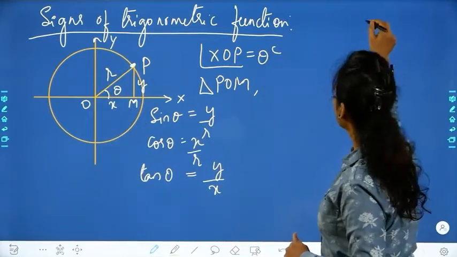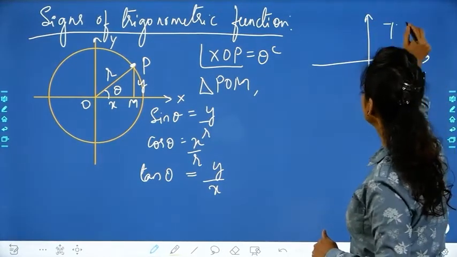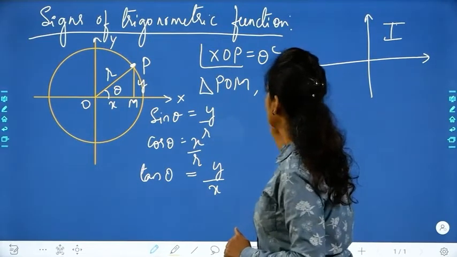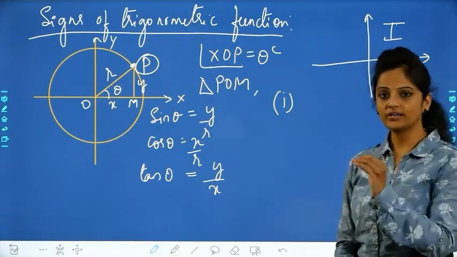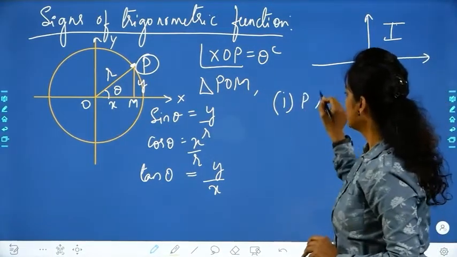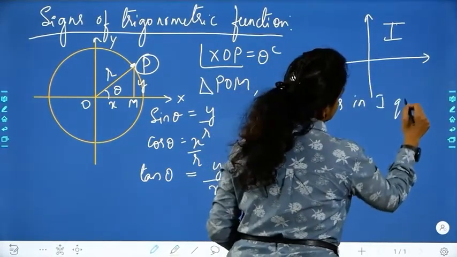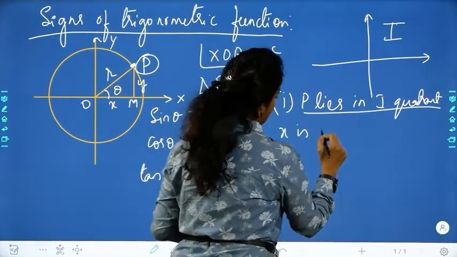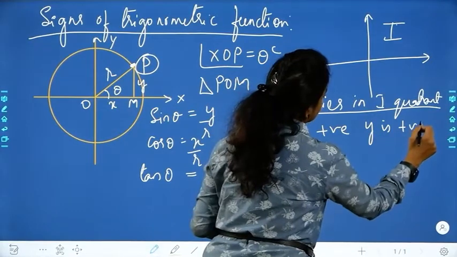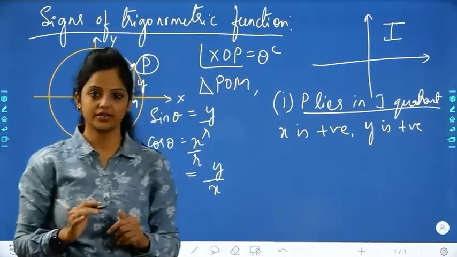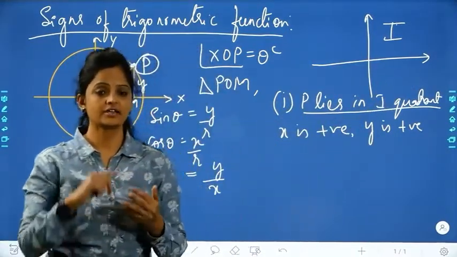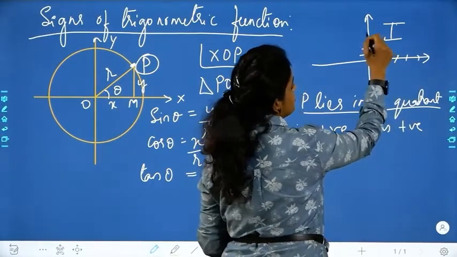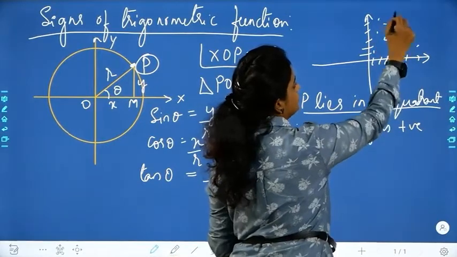So all the signs of the trigonometric ratios depend on these x and y values. Suppose the angle lies in the first quadrant, then it is only theta. We are talking about this point. If P lies in the first quadrant, can you tell me the signs of x and y? X is positive and y is positive, right? When x and y both are positive, all six ratios, sine, cos, tan and the reciprocals, are going to be positive. When both are positive, wherever you take the value, that will be positive only.